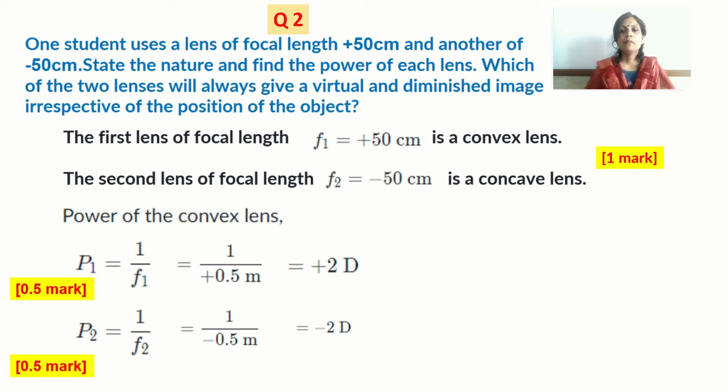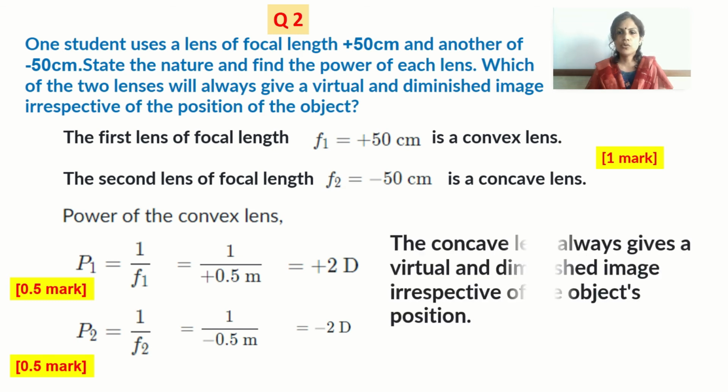Last part of the question, that is which type of lens will always give you the virtual and diminished images irrespective of the position of the object. Children, we have seen the ray diagrams for both the lenses, and I'm sure you all are aware that it is a concave lens which always gives a virtual and diminished image irrespective of the position of the object, and for writing this another 1 mark will be given. So a 3-mark question is divided like this, and 3 marks are distributed in this manner. Alright, let's move to the next sum.